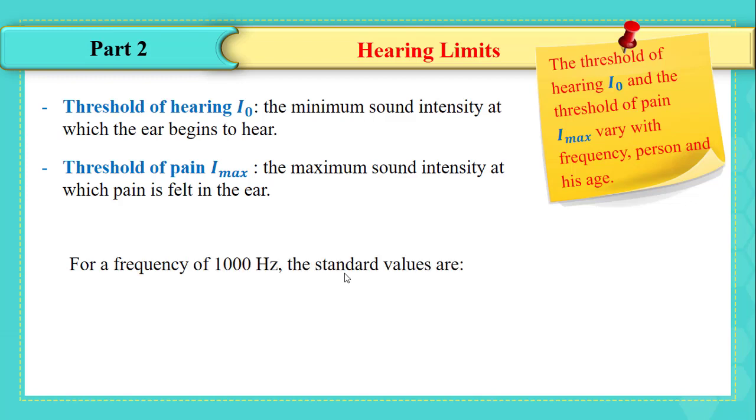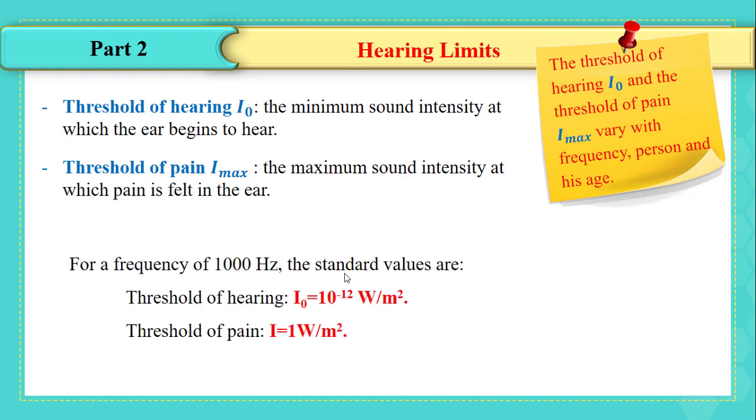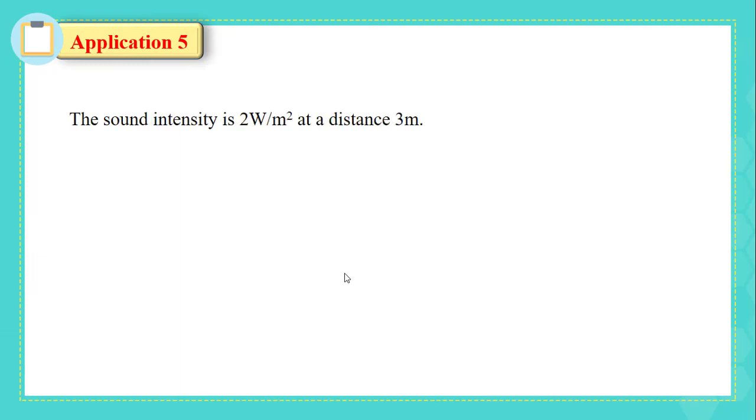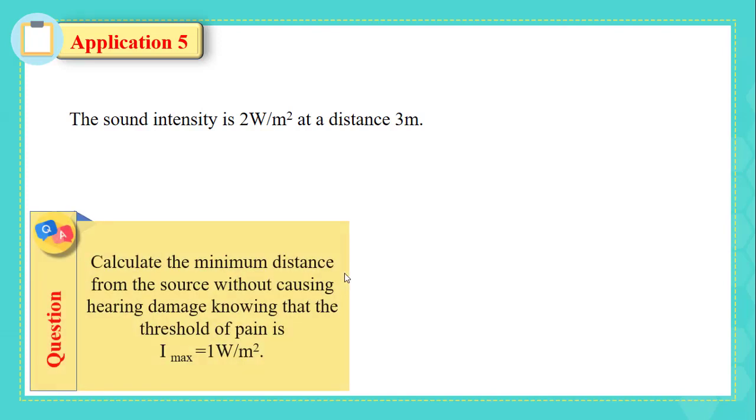For a frequency of 1000 Hz, the standard values are: threshold of hearing I0 is equal to 10 to the power minus 12 watts per meter squared, and the threshold of pain Imax is equal to 1 watt per meter squared. Let's solve application number 5. The sound intensity is 2 watts per meter squared at a distance of 3 meters. We have to calculate the minimum distance from the source without causing hearing damage, knowing that the threshold of pain is Imax is equal to 1 watt per meter squared.